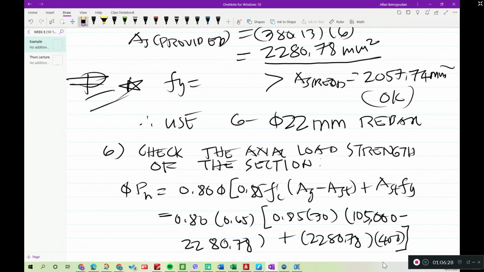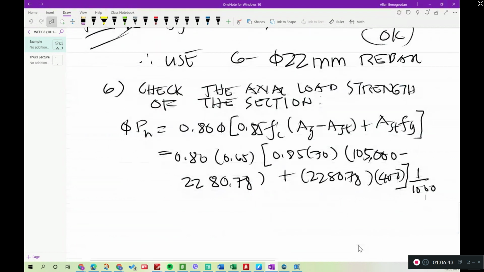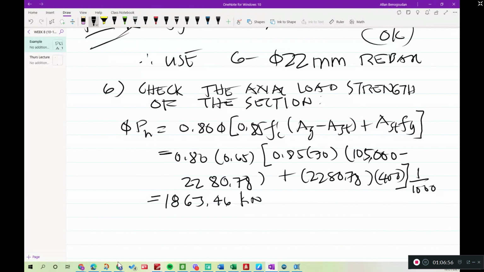Okay, tignan. Erase natin. Alright, so let us, of course, divide it by 1,000 so that we can end up having a kilonewton. So if you do that, this one is equal to 1863.46 kilonewtons. Okay? Now that is greater than P sub U is equal to 1765 kilonewtons.